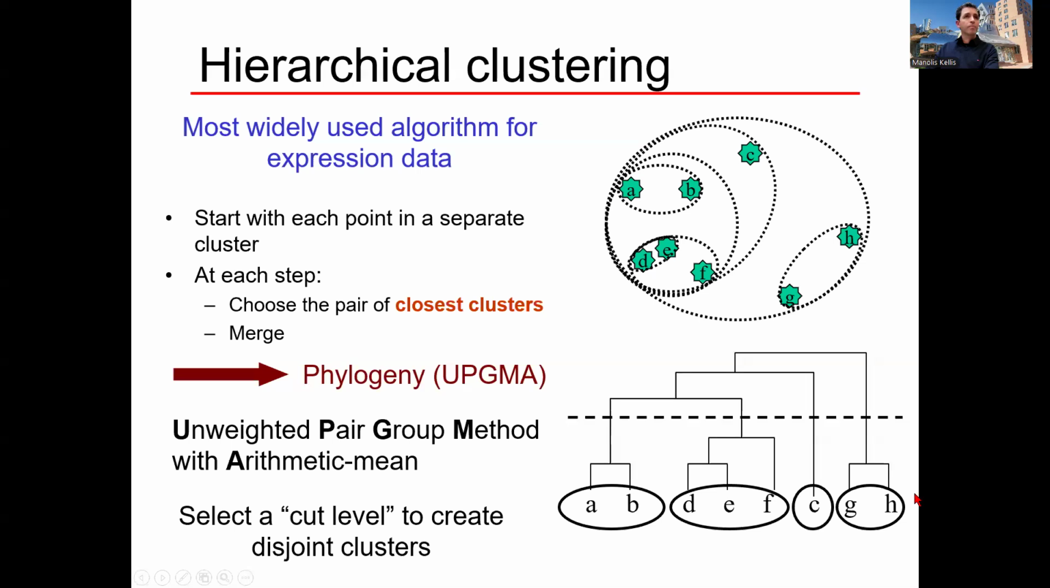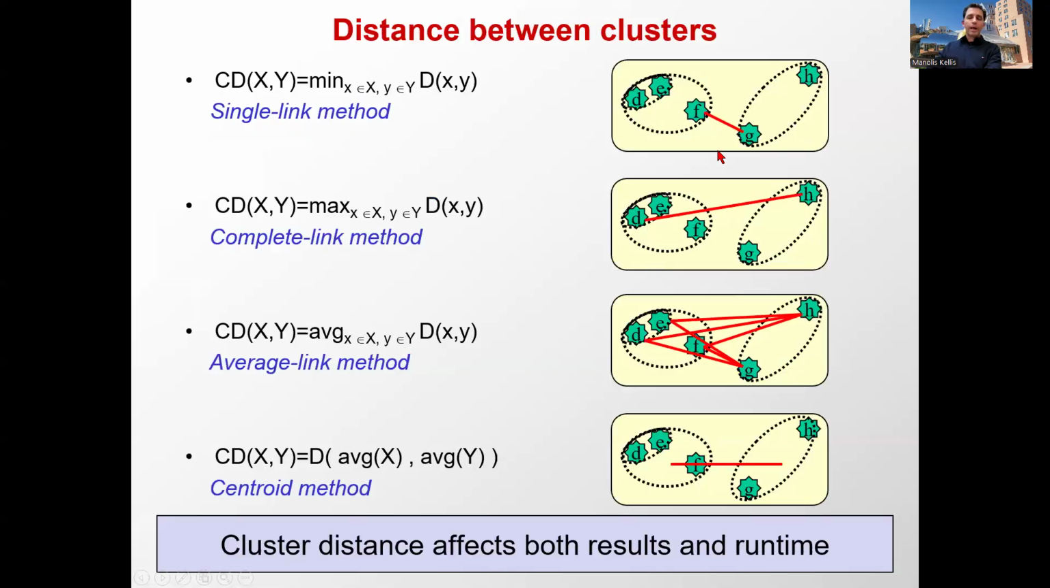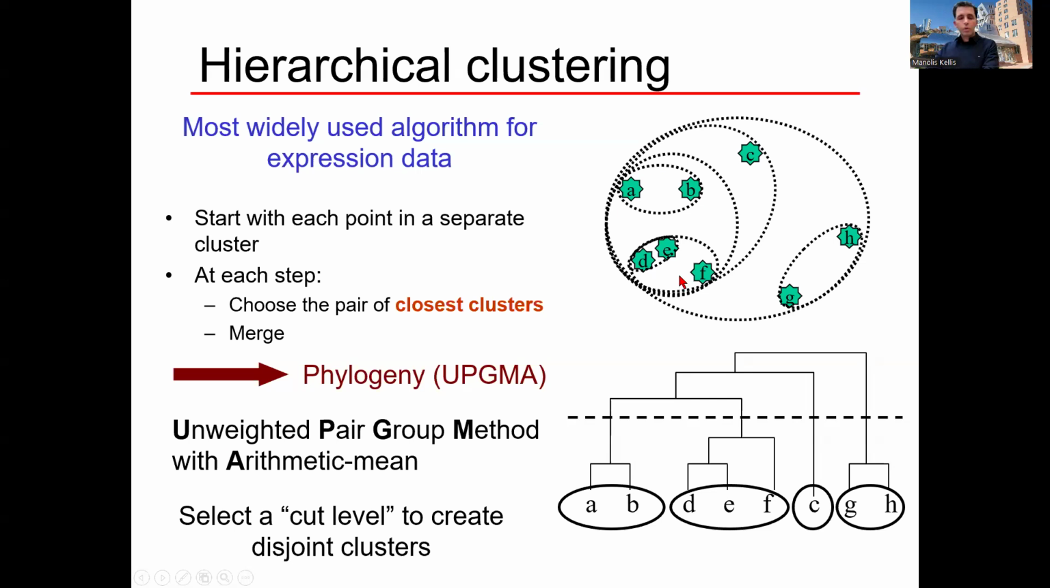Everybody with me here? Good. So this is UPGMA that we're going to see again in phylogeny later in the semester, which is unweighted pair group method with arithmetic mean. And when you do that, you assume that every point is a cluster initially. And when you merge 2 points together, you merge the corresponding clusters.